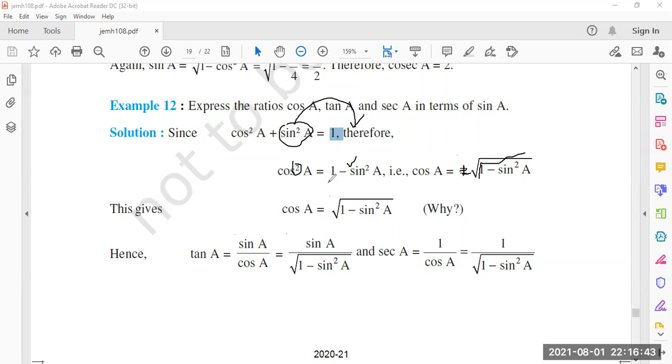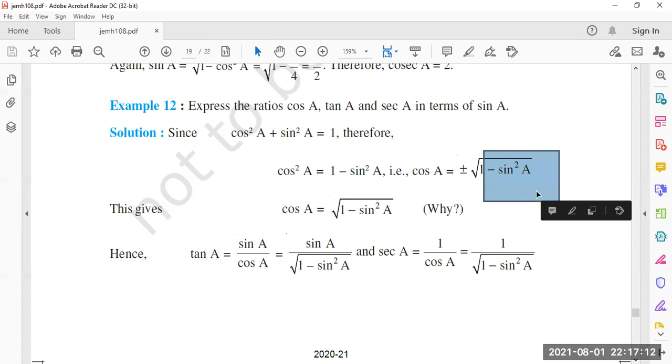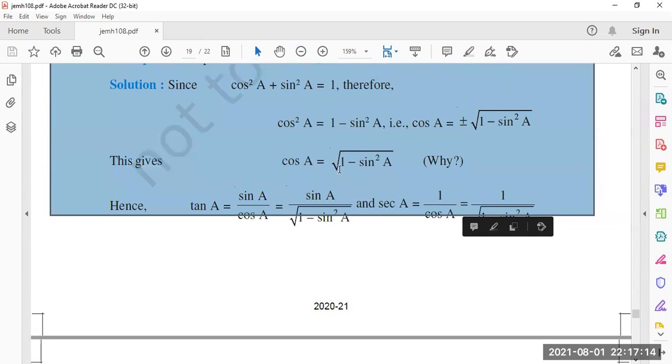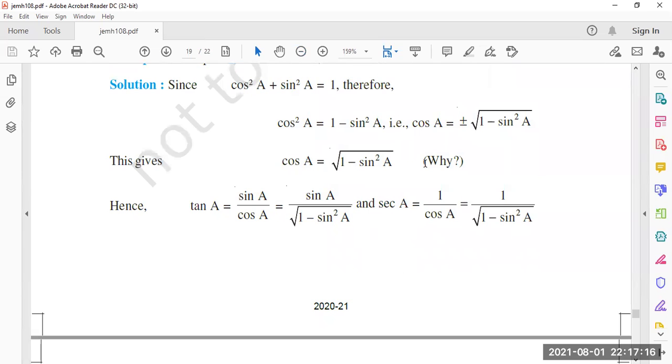See here, cos a is equal to square root of 1 minus sin square a. That means this cos a value is equal to a certain value in which sin a is present. So that is the meaning of representing in terms of sin a. Such questions come in exams also, so you don't get confused. Writing in terms of some other ratio means the ratio that the question asks you to use should be visible there.